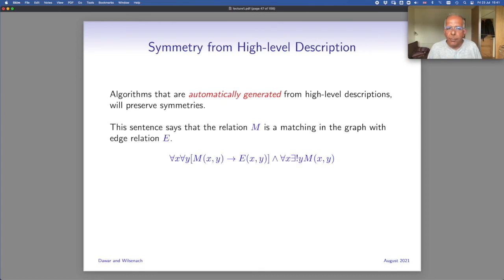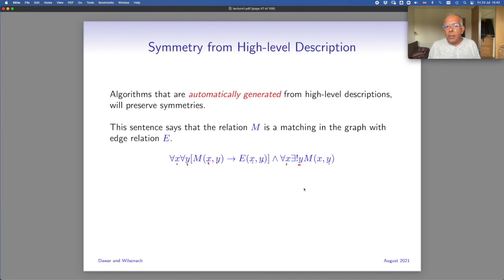Here's an example. Here's a specification, say, of a relation M in a graph. M is a set of pairs, and this is what it says, that M is a perfect matching. It says for every pair of vertices x, y, if they're in the relation M, then there's an edge from x to y. So M is a subset of the edge relation. And for every vertex x, there's a unique y for which x, y is in the relation. So any relation which satisfies this condition is a perfect matching.